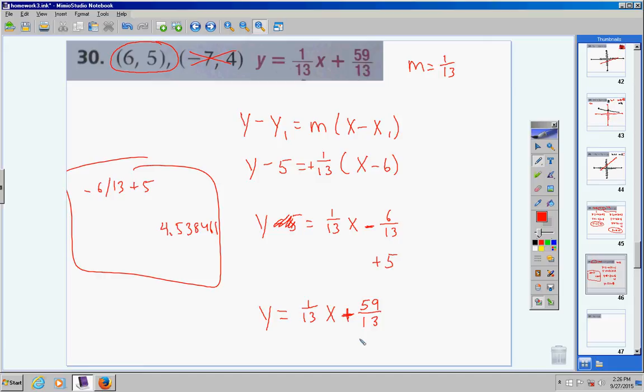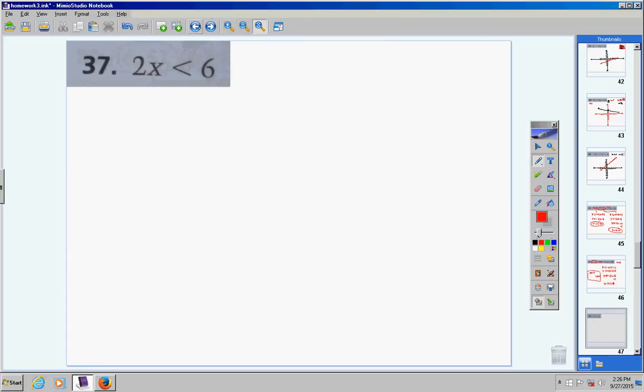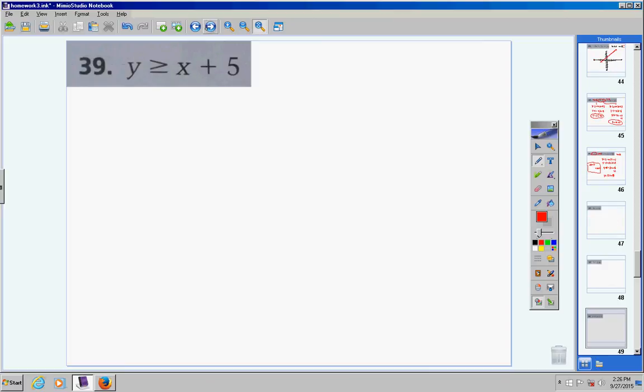I failed, obviously, but if you're pretty good with fractions, you can do it in your head fine. If not, use your calculator. Okay, alright, moving on to numbers 37, 38, 39, and 40.